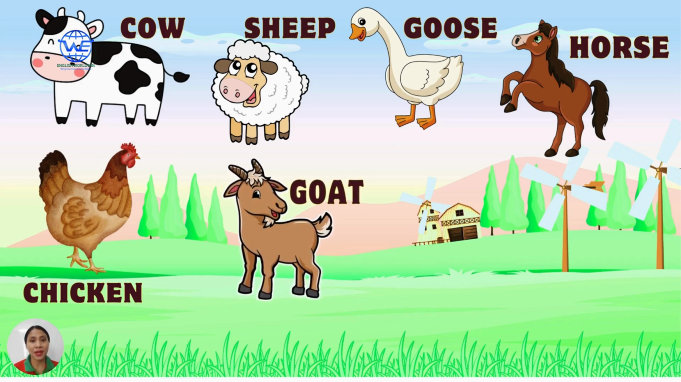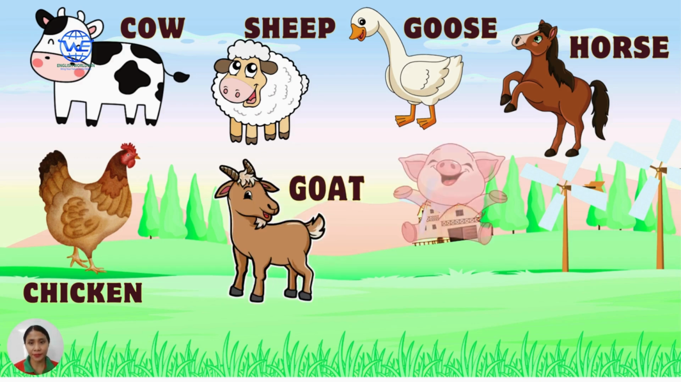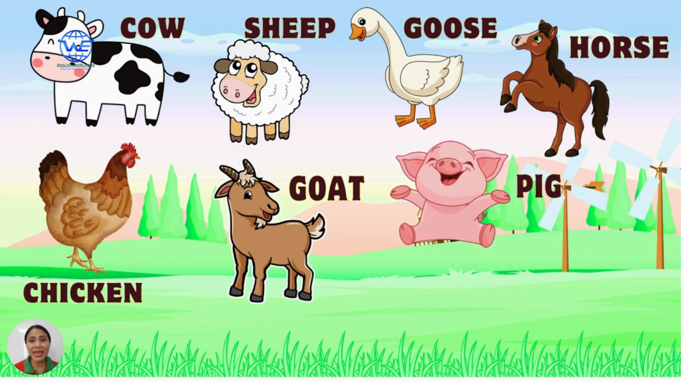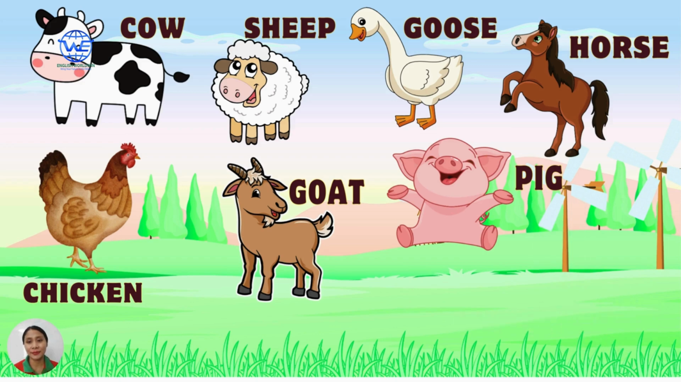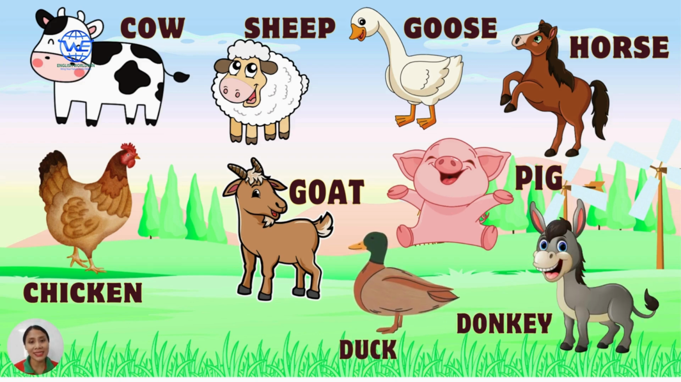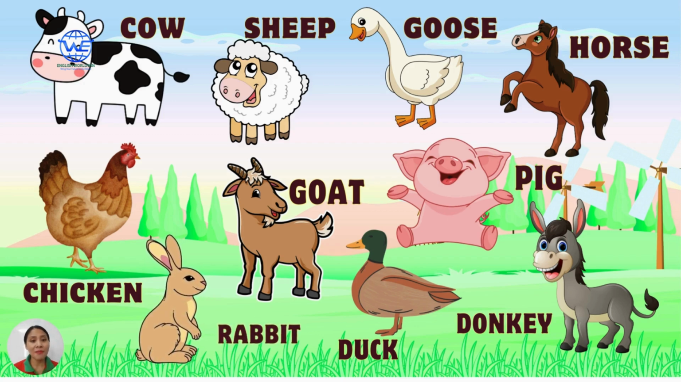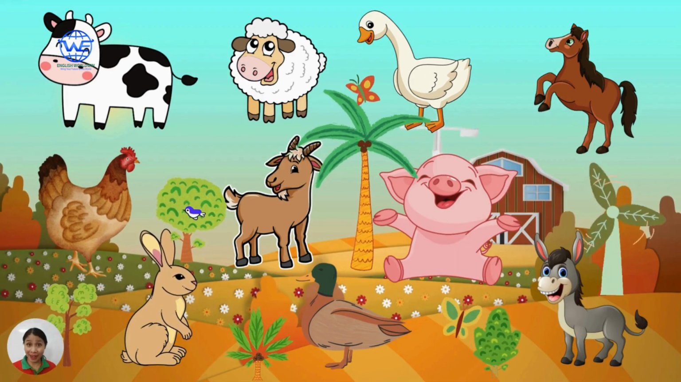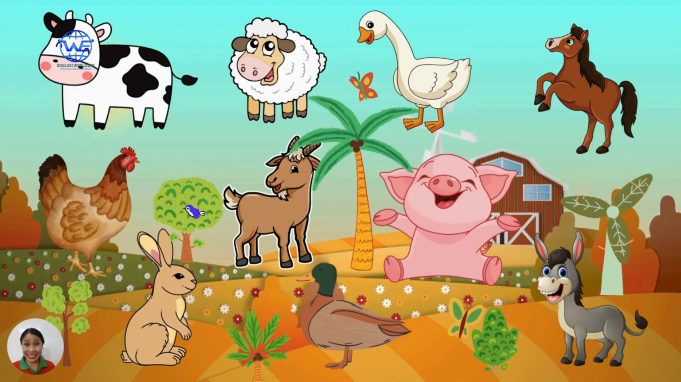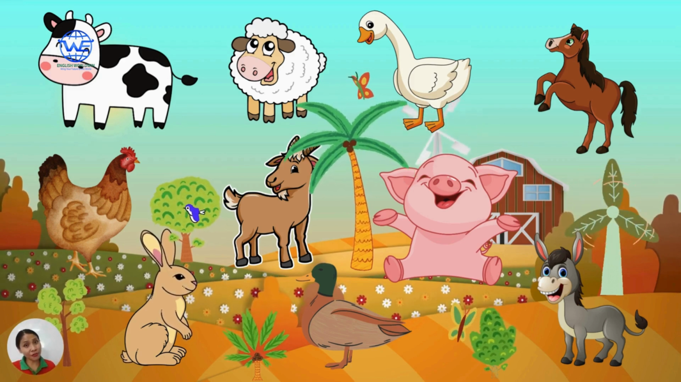Goat. Pig. Donkey. Duck. Rabbit. Alright, we have finished 10 popular animals on the farm.